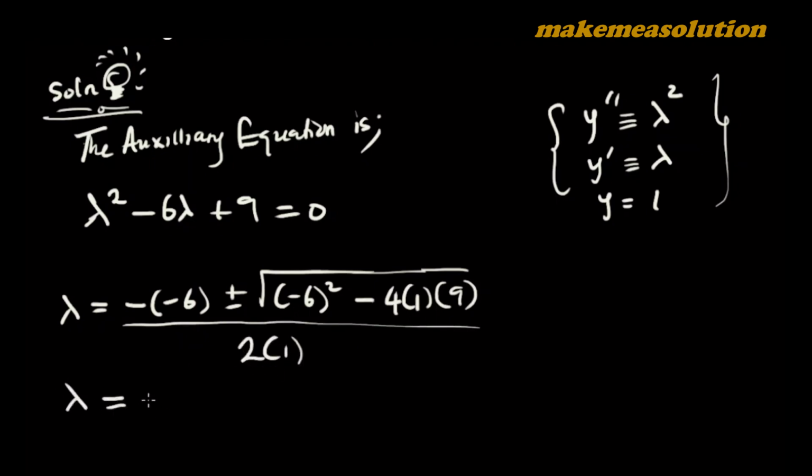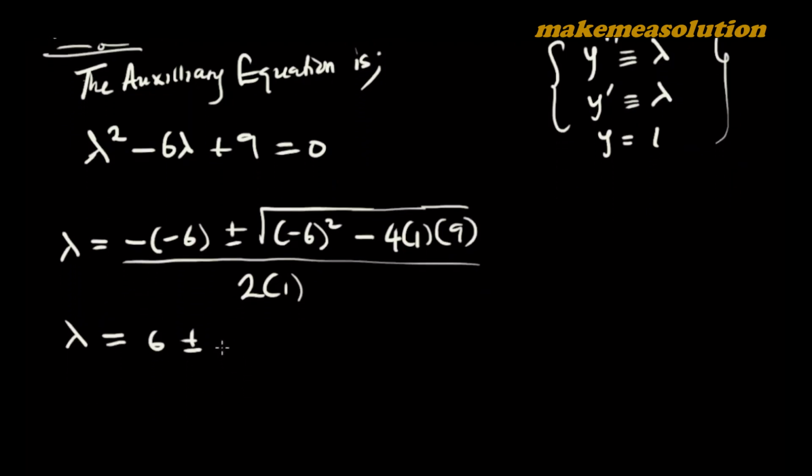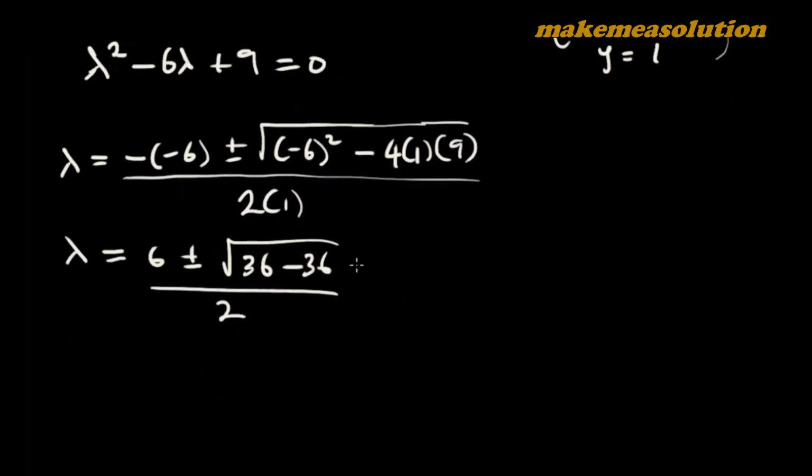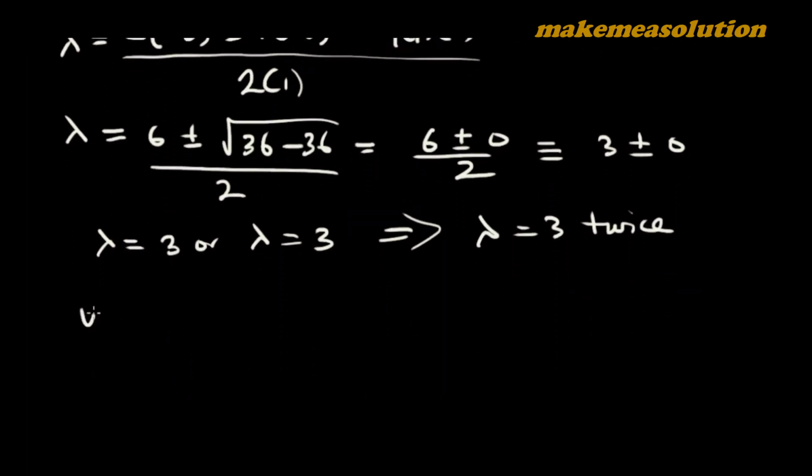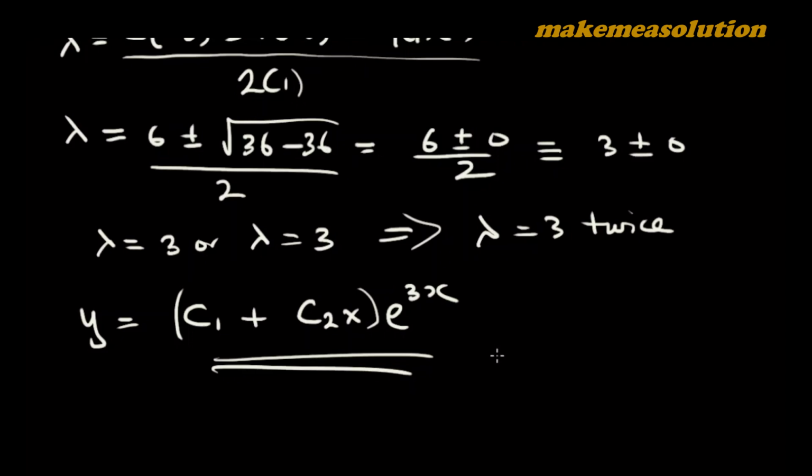So you have lambda is equal to 6 plus or minus the square root of 36 minus 36, over 2. So when you solve, you get 6 plus or minus 0 over 2, which is actually 3 plus or minus 0. So lambda is equal to 3, or lambda is equal to 3. So this implies that lambda is equal to 3 twice. For lambda equal to 3 twice, our solution y is equal to c1 plus x, sorry, I should put the c2 first, c2x, and we now have exponential 3x. So this is your solution, just like we derived it in the first case.